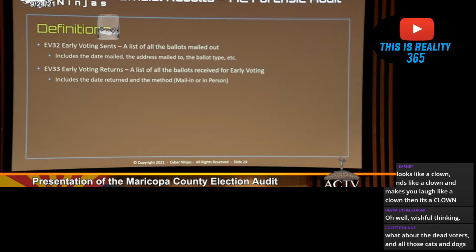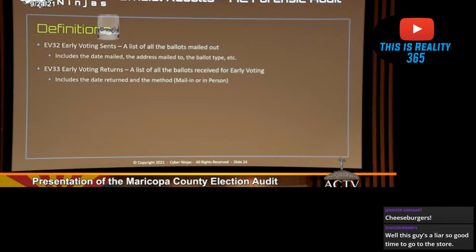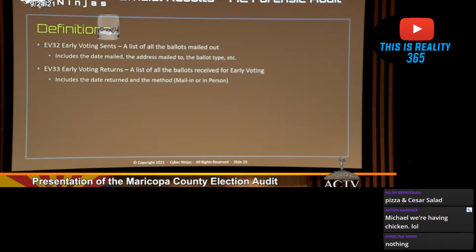You may remember at the hearing that we had a while ago, we had mentioned that the EV32s do not match the EV33s. We were doing a quick analysis in order to justify canvassing, and there were 74,000 that were off. The vast majority of those 74,000 were from early voting in person, and that is why there was not an EV32 associated with it. We have this clarified in our report as well. That was not a purposeful discrepancy. It was just something that was not immediately clear at that point.